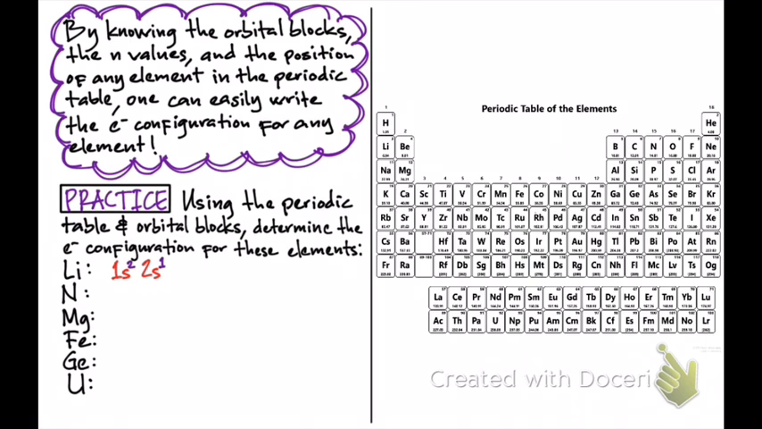All right, for nitrogen, we have nitrogen right over here, which is on the second row. So again, we're going to start off with 1s2, 2s2, 2p3 for nitrogen. So 1s2, 2s2, 2p3. For magnesium, magnesium is right over here on the third row in the S block. So we have 1s2, 2s2, 2p6, and 3s2 for magnesium.